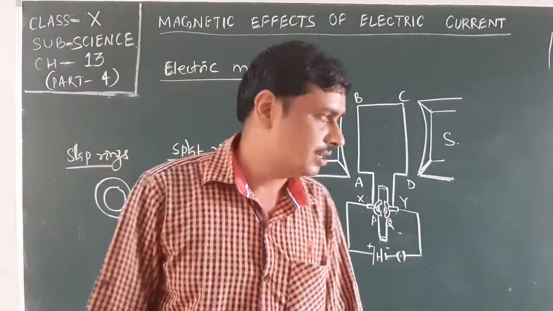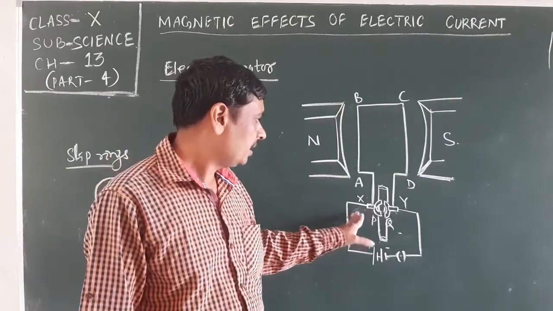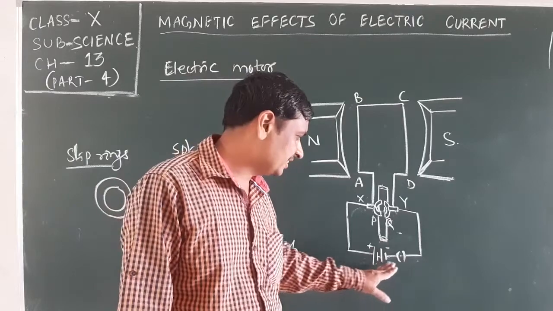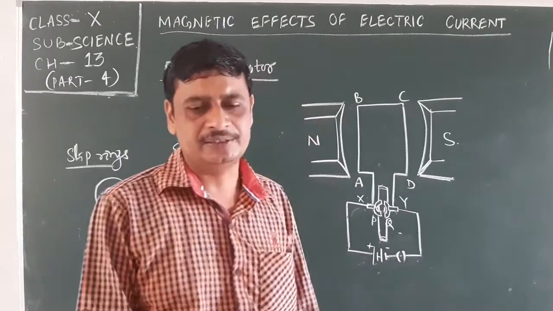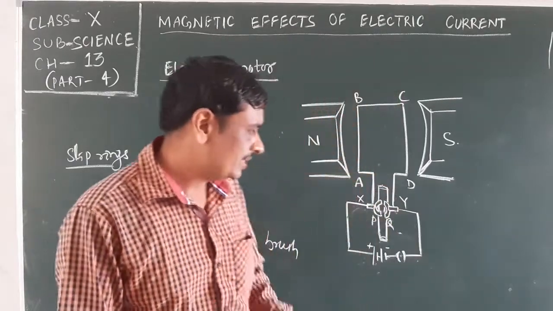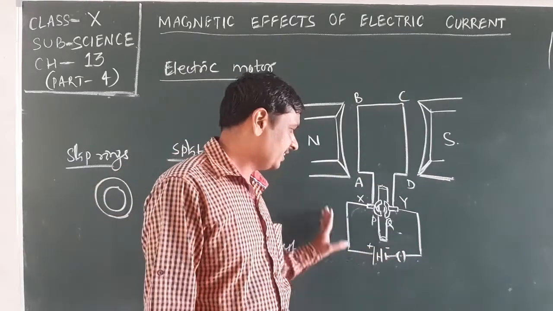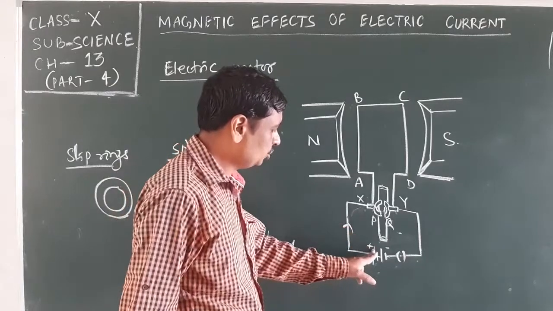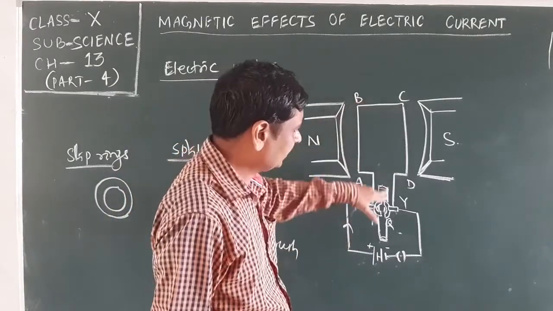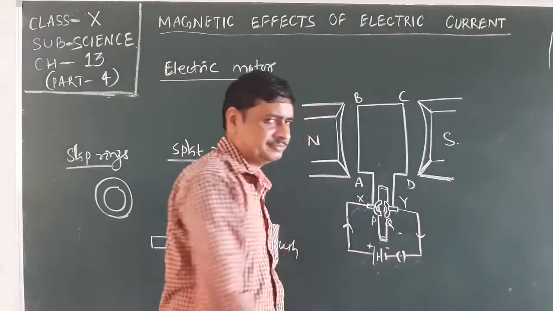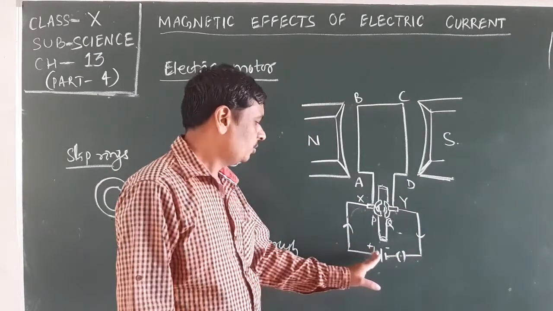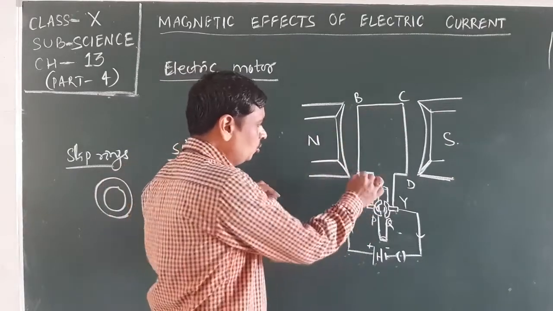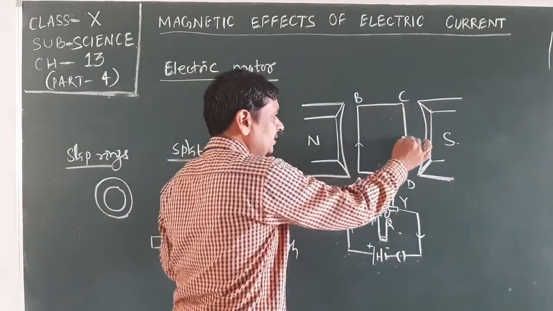Now the outer sides of these brushes are both connected to a source of electricity with a switch plugged in. When we switch it on, the electric current passes in this direction from the positive terminal and moves through the circuit until it comes to the negative terminal. So first, when electric current passes, in the armature the current will flow from A to B and from C to D.